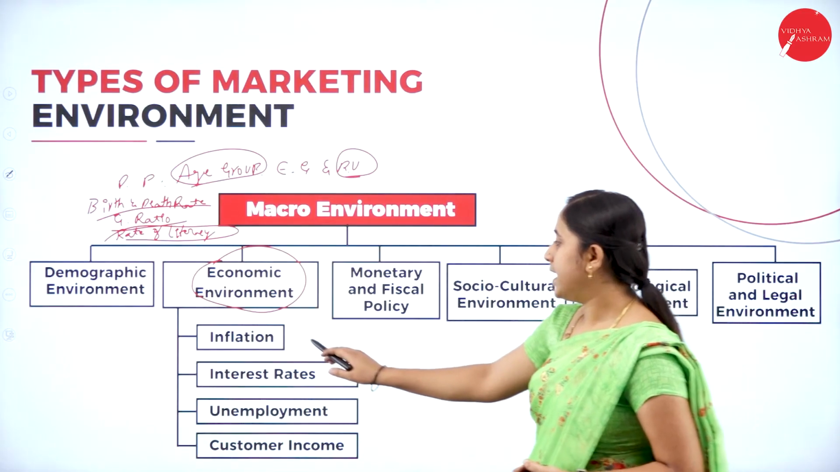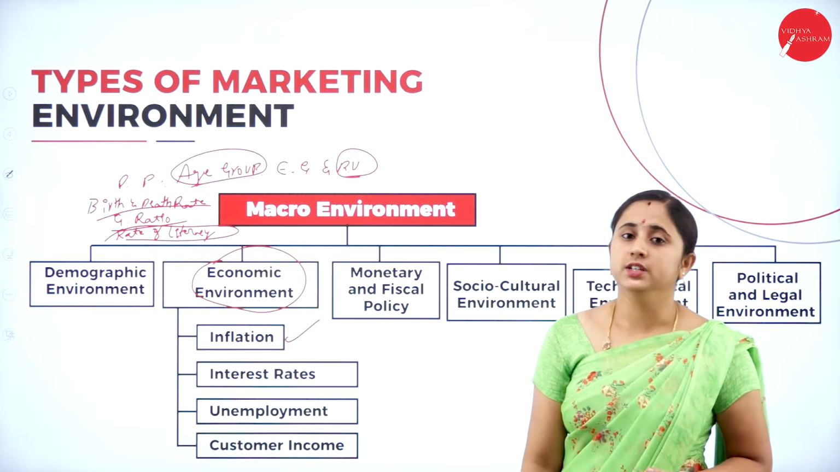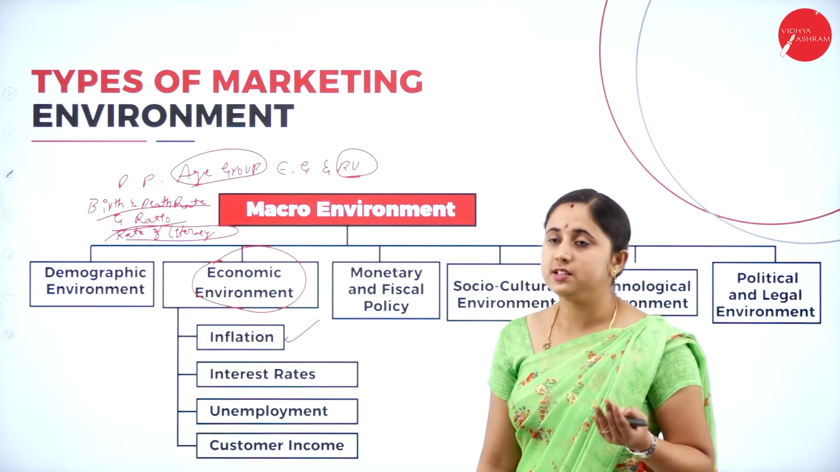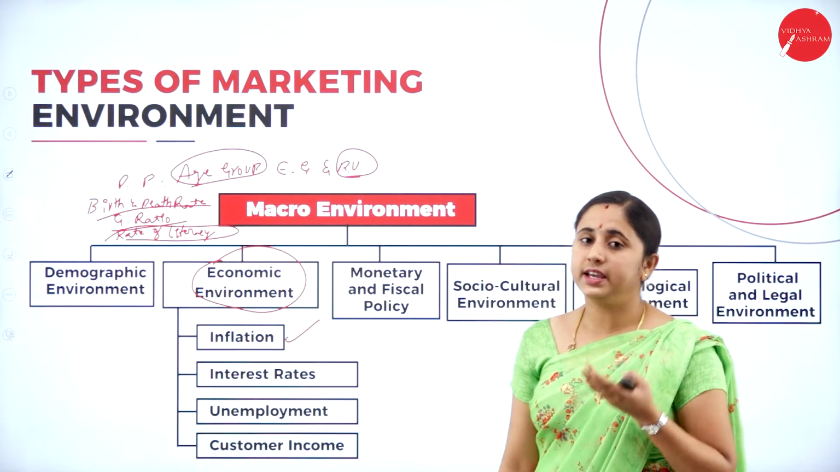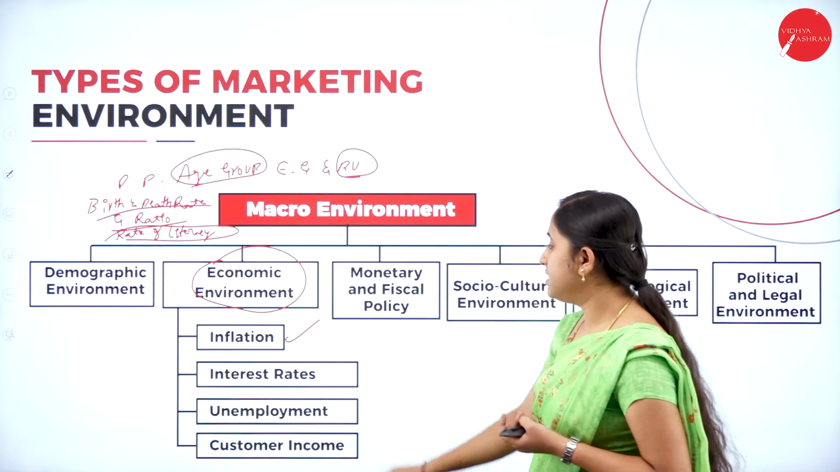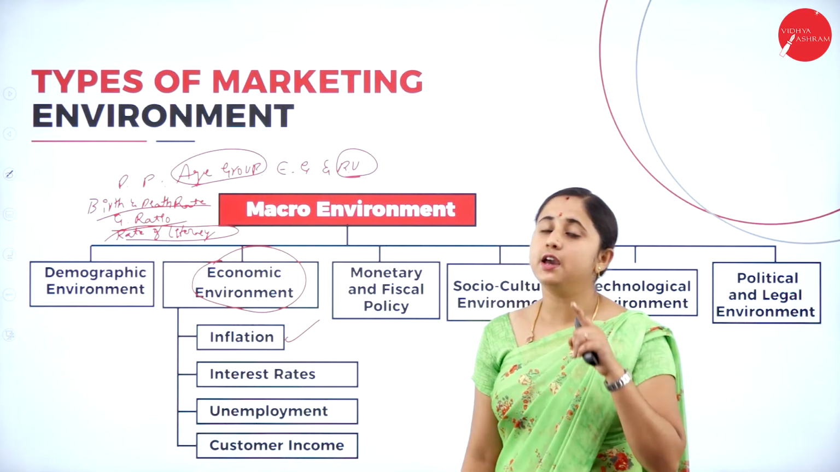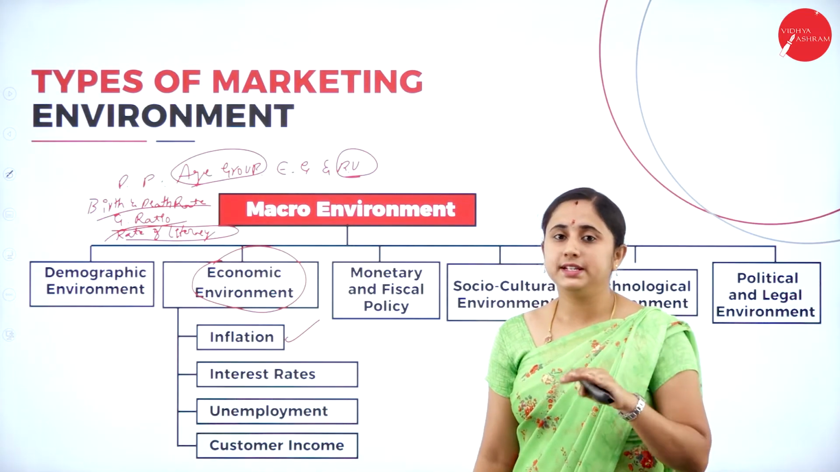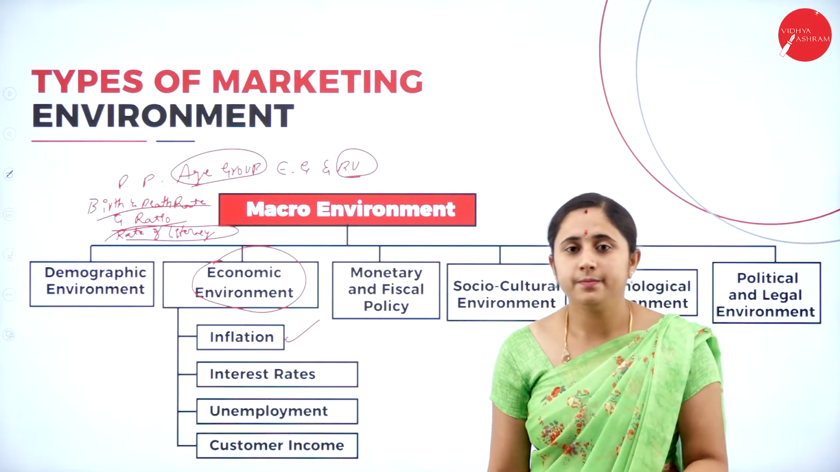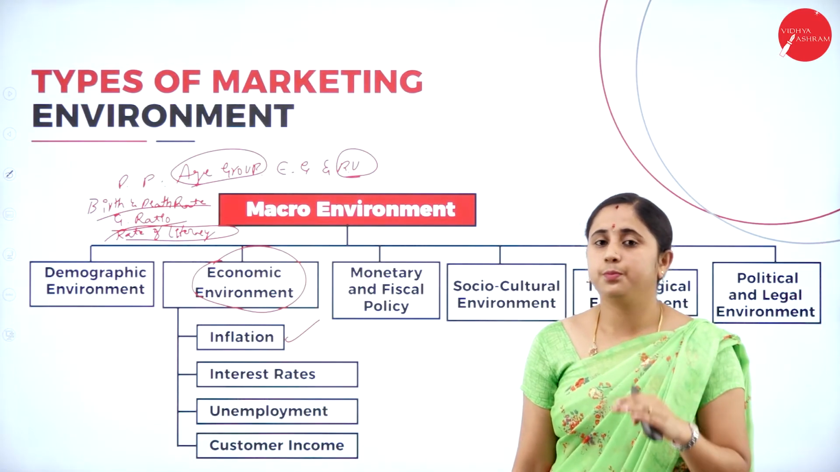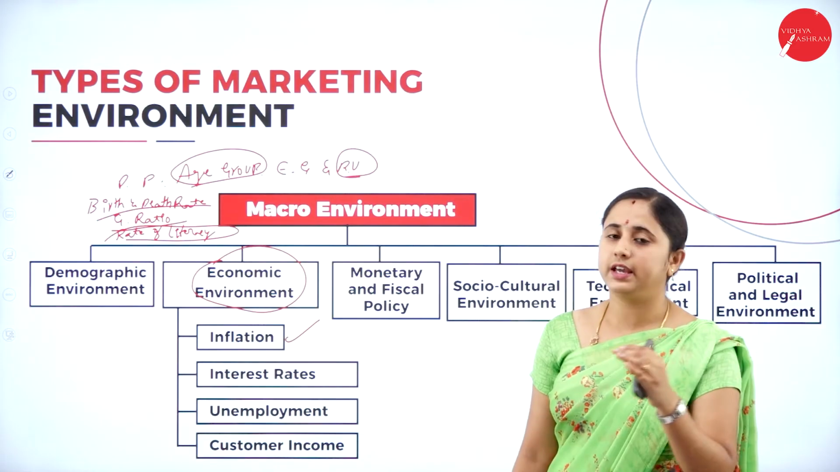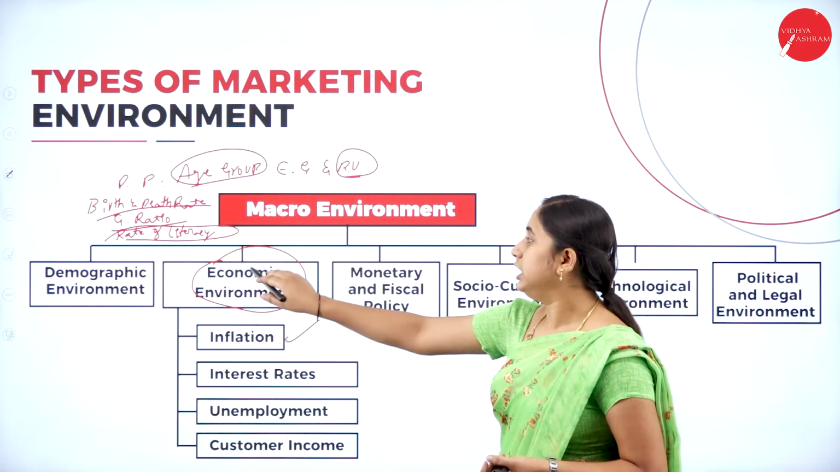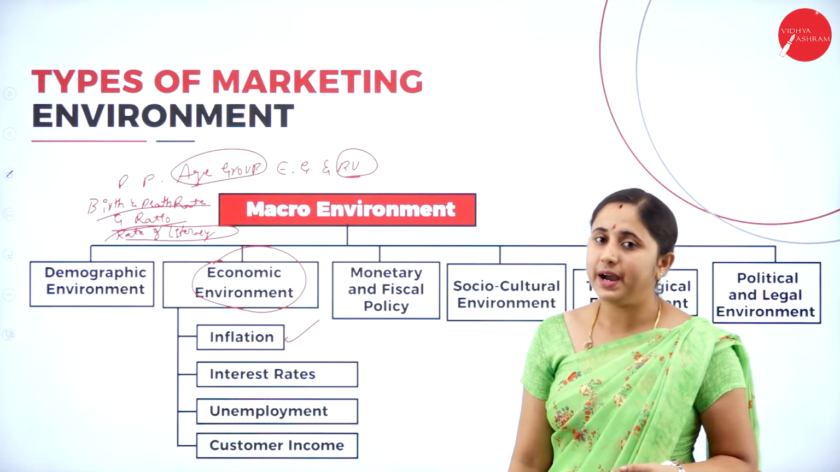Under the first one, inflation. Inflation means a rise in price, a fall in the value of the rupee. So here also, a rise in the price of goods and services. Inflation means a rise in the price of goods as well as services, so that poor and middle class people cannot afford the increased prices. If the product price increases, they cannot afford such products. So inflation influences the consumer buying decision.